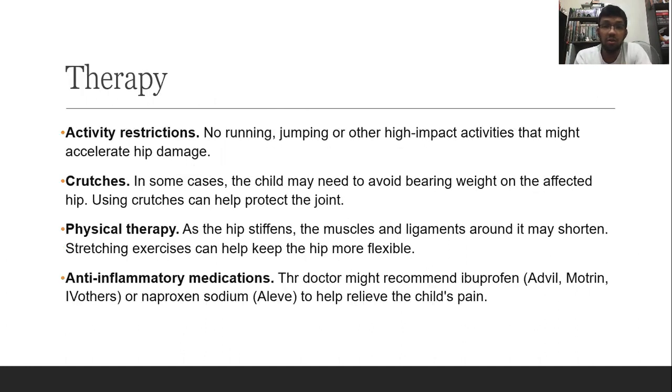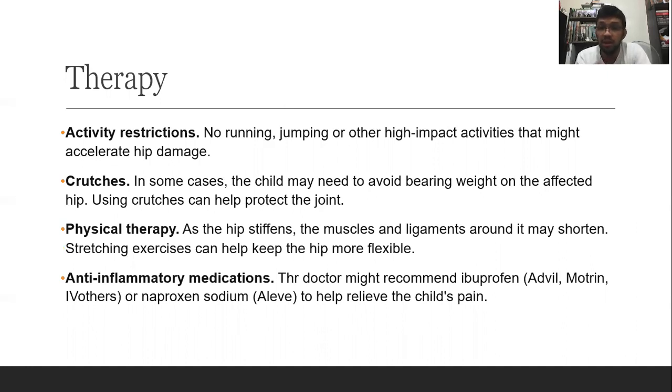Activity restrictions: no jumping, running, or other high impact activities that will accelerate the hip damage. They need to rest while the bone heals. Crutches may be needed in some cases. The child may need to avoid bearing weight on the affected hip. So we need to teach the patient how to use crutches. That is one of our nursing responsibilities, how to walk with crutches. You will learn that in your RLE skills lab, the different ways to use crutches: the swing through, the swing to, and so on.